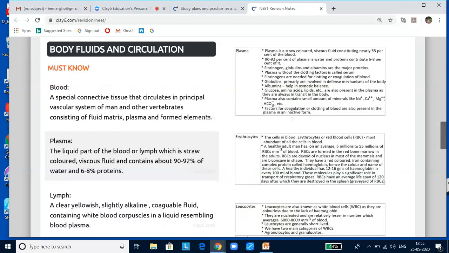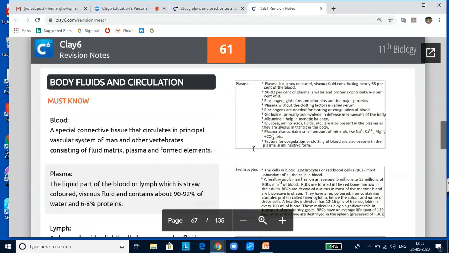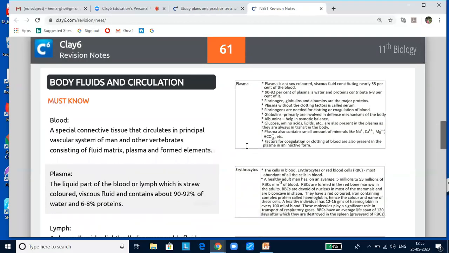Now, let's look into body fluids and circulation. It consists mainly of the circulatory system. The circulatory system circulates some extracellular fluid to different parts of the body. The circulating fluid transports nutrients, waste products, respiratory gases, metabolic intermediates, and informational molecules between different tissues and organs. It also distributes water, hydrogen ions, chemicals, and heat uniformly all over the body.